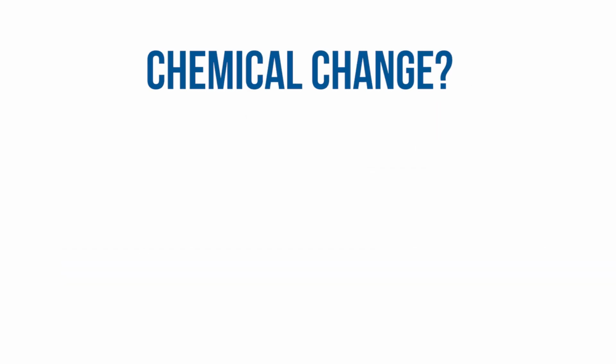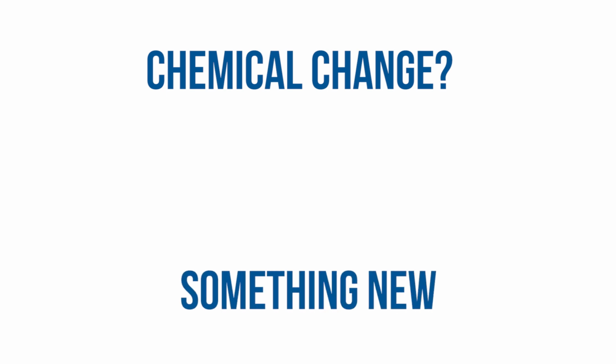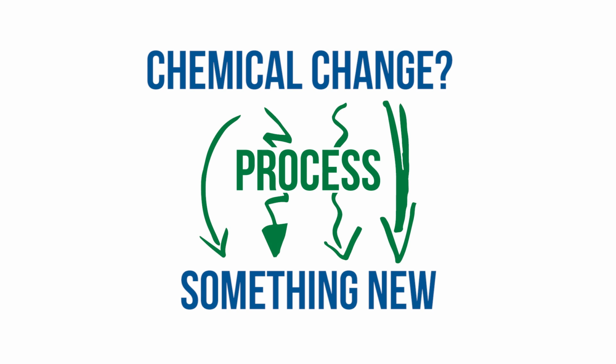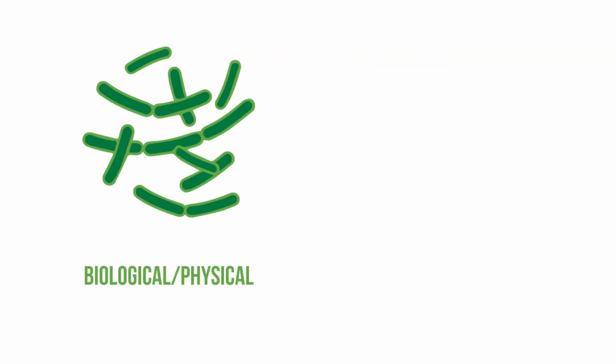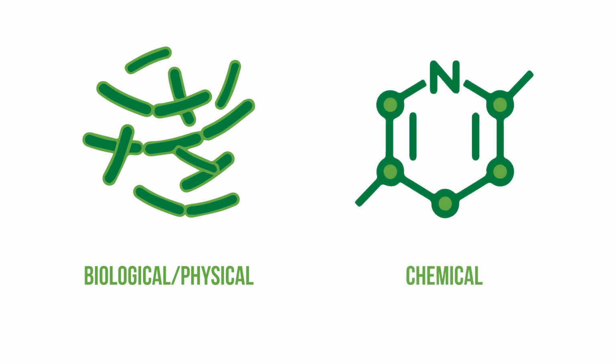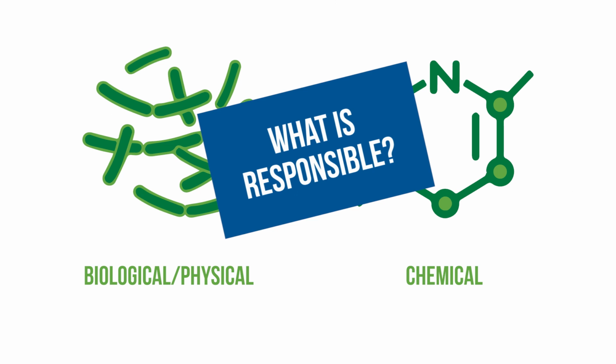So when we're looking at, firstly, whether or not a chemical change has happened, we are looking to see if something new has been created as a result of a process. The process might have been biological or physical, or the process might have been a chemical one. So if something brand new is created as a result of the combination of ingredients or materials, we want to look to see what is responsible for that new material being created. And that will help us determine whether or not it's a synthetic process or a biological or physical process.